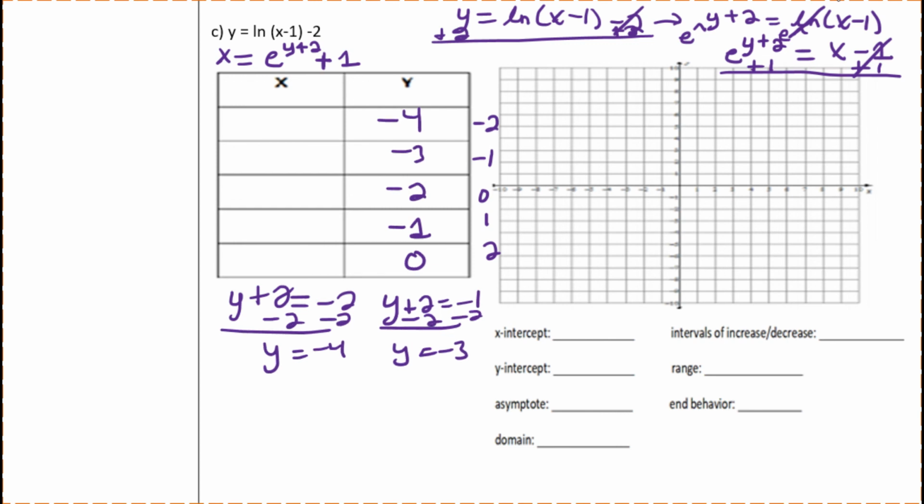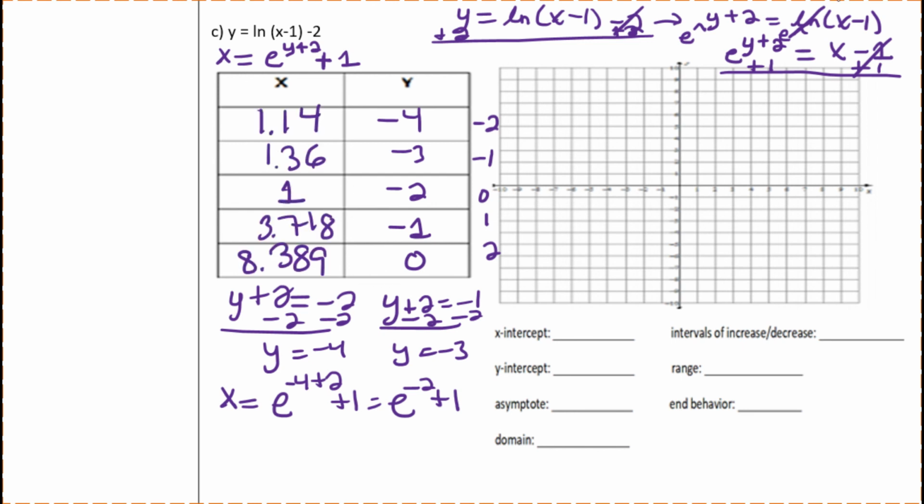Alright, so now what we're going to do is plug this in. So we have x equals, so we're going to plug in -4 for y, and that will give me e to the -4 plus 2, plus 1, which is e to the -2 plus 1. Alright, and then you can plug that into the calculator and get those numbers. So I'm going to go ahead and plug those numbers in on the calculator, and I will be back. Alright, so I went ahead and plugged those numbers into the calculator, and I got those numbers.